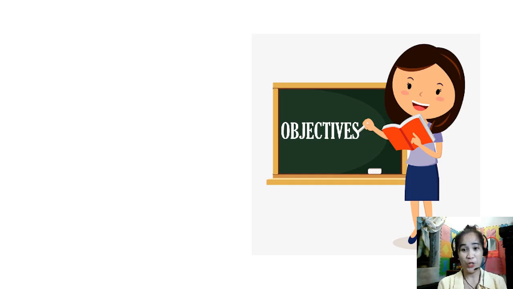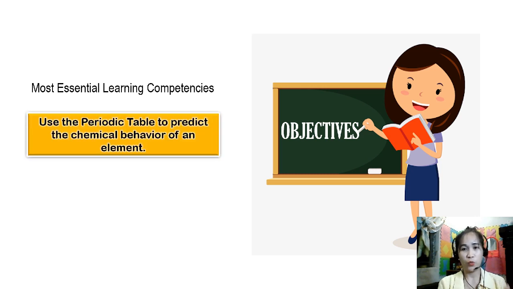And for today's objective, and this is based on our most essential learning competencies, we are going to use the periodic table to predict the chemical behavior of an element. So therefore, prepare your periodic table.